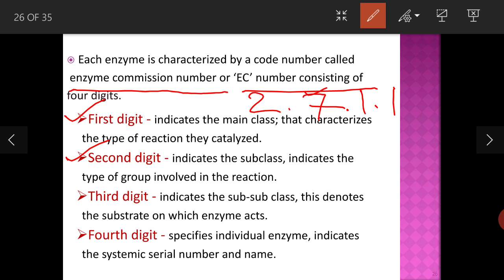The third digit indicates the sub-subclass. This denotes the substrate on which the enzyme is going to act. And the fourth digit specifies the individual enzyme, its serial number in that list. So this is how we name the enzymes by the IUPMB system.